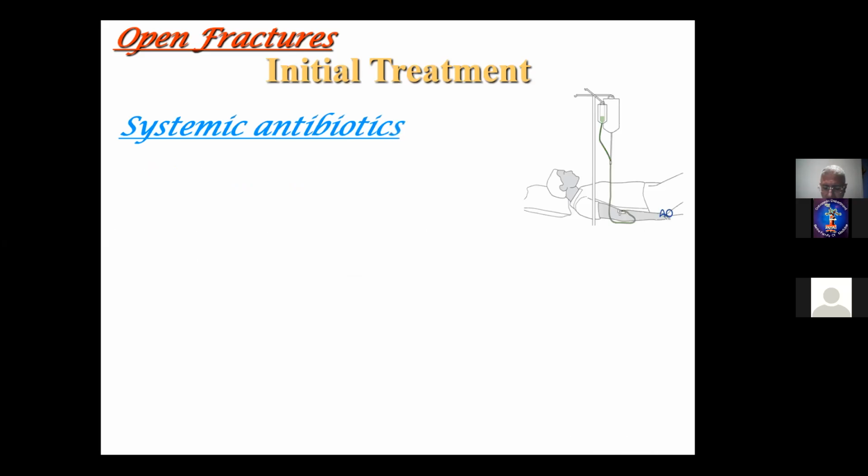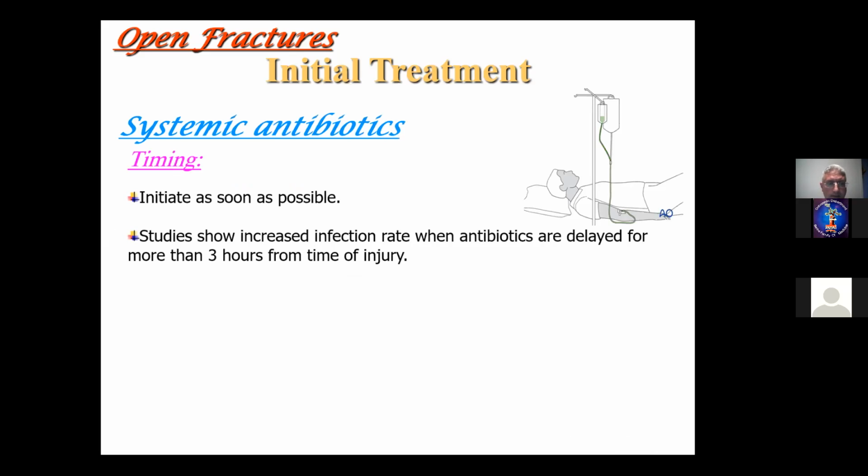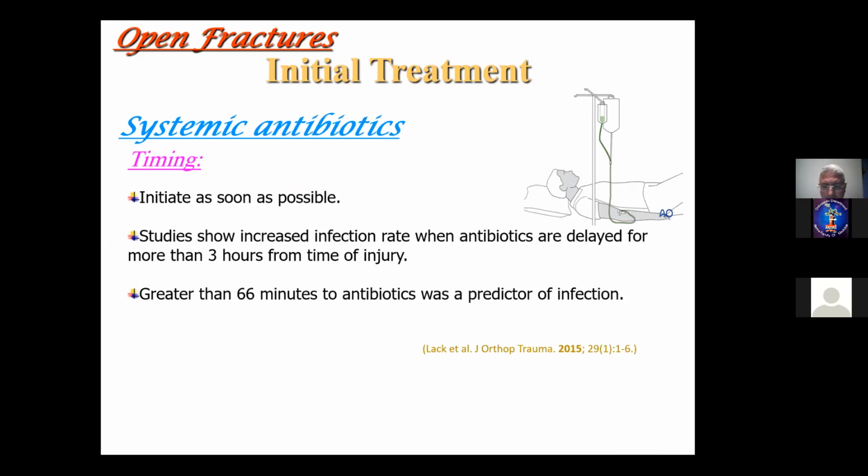Systemic antibiotics, of course, are important, and the timing should be immediate or as soon as possible. Studies showed increased infection rate when the antibiotics are delayed more than 3 hours from the time of injury. Or even a recent study from 2015 showed that greater than 66 minutes from trauma to administration of the antibiotics was a predictor of infection. So early, as soon as possible, administration of the systemic antibiotics is very critical.